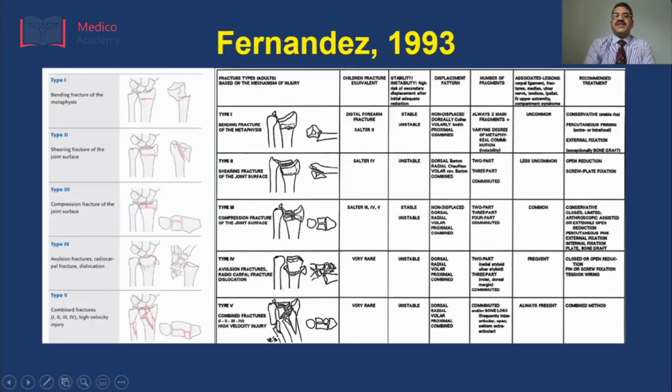Fernandez gave us a classification in 1993, which correlates not only the mechanism of injury, whether it is bending, shear, or avulsion, etc., but also describes the fracture fragment and suggests the most appropriate treatment modalities. So this is also quite a useful classification if you want to use it.